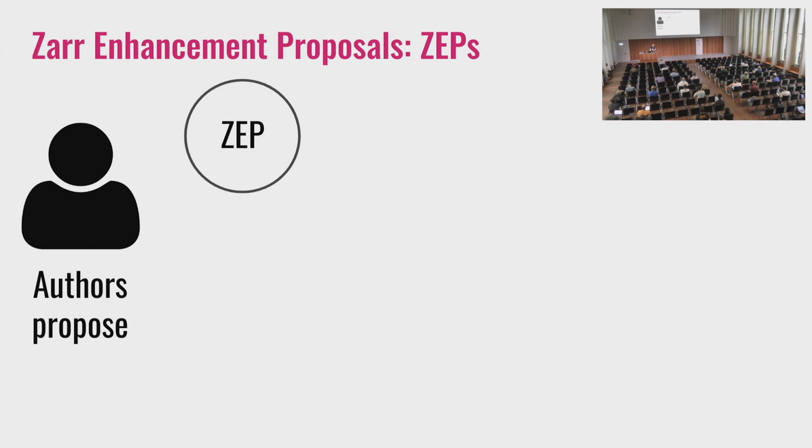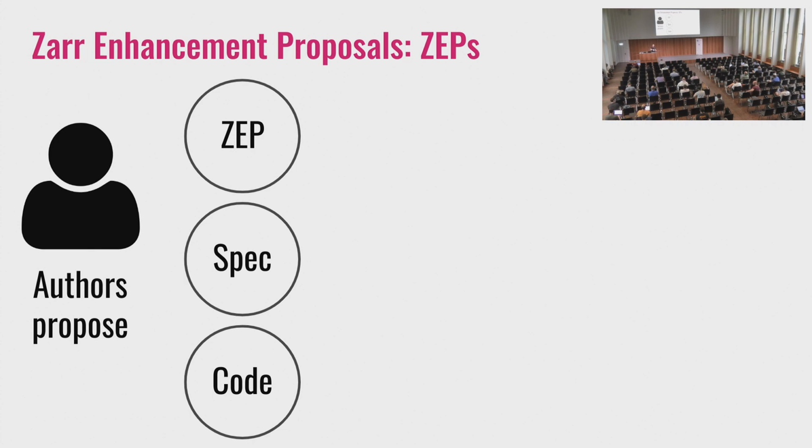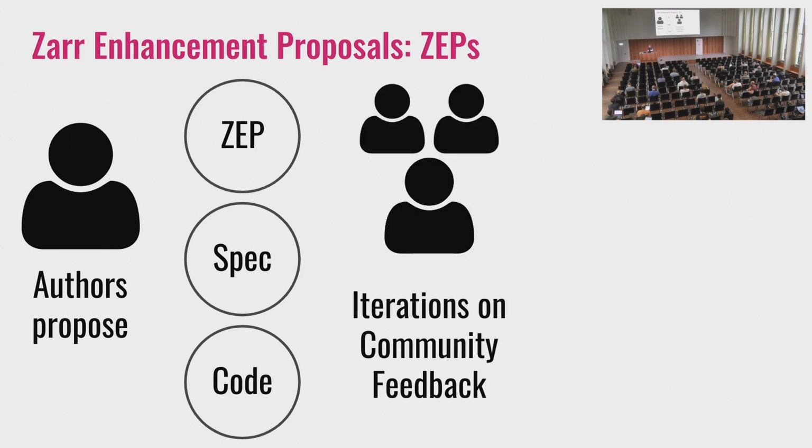So how does this look? The Zarr enhancement proposal process describes how this whole thing works. Some authors propose a Zarr enhancement proposal. This is always on a spec level. We always have to have a spec, because just an implementation will make it hard for somebody not familiar with that language, or if it's very complicated, to adapt that to another implementation. But it should also come with some code that showcases that it's technically feasible, how it actually looks in practice, and so on.